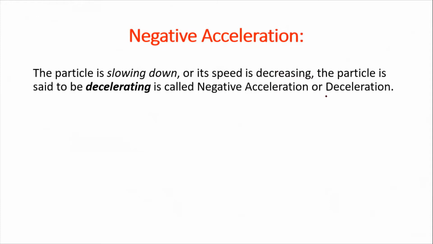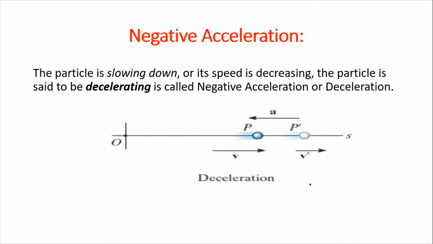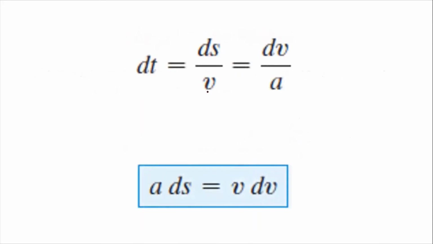And you have already studied all these things in your intermediate as well. If a particle is slowing down, its speed is decreasing, so the particle is decelerating, or it's called negative acceleration or deceleration. So you can see, if a particle's speed is slowing down, it will become negative acceleration, with its direction towards the left-hand side. So this is deceleration.